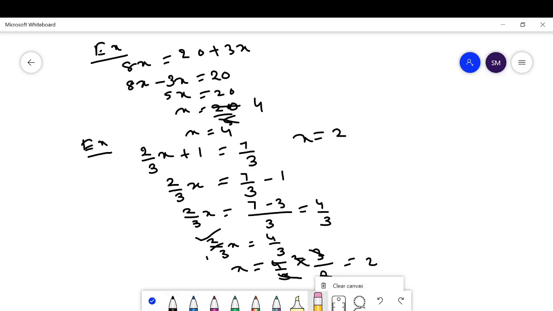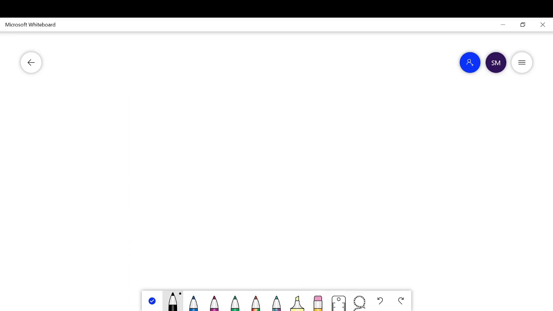Then solve another question. You must try to solve a variety of questions, then you can do any type of question which will be asked in your exam paper. Always try to complete your exercise and ask me your doubts in my comment box. I always say I will solve all your doubts.